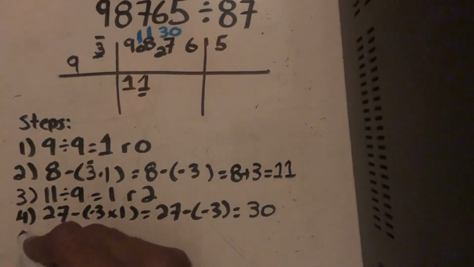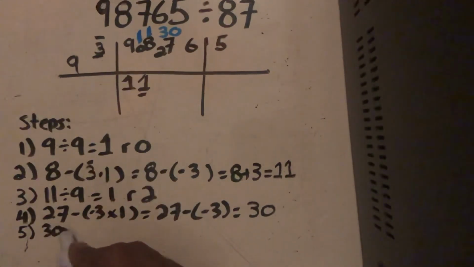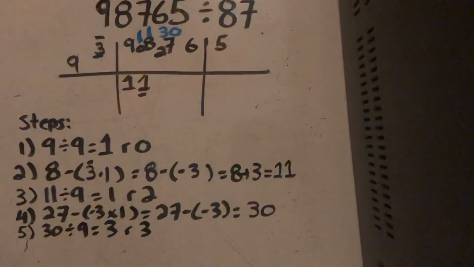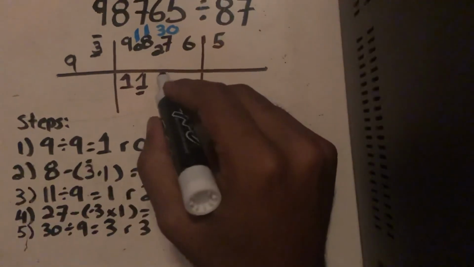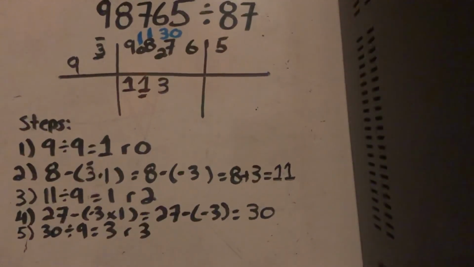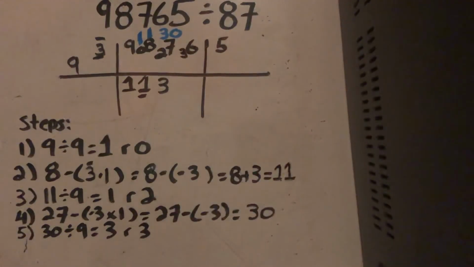So step 5, I'm going to say 30 divided by 9 equals 3, remainder 3, because 9 times 3 is 27. So I'm going to put a 3 over here. Put a 3 over there. And I'm going to put a 3 right here. Okay, almost done. Got a couple more steps.